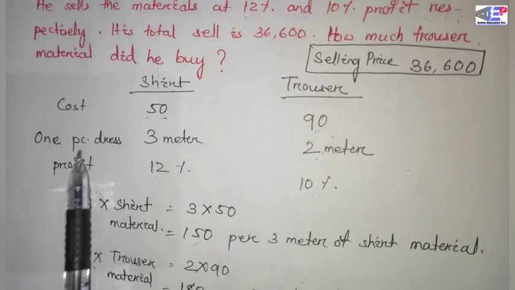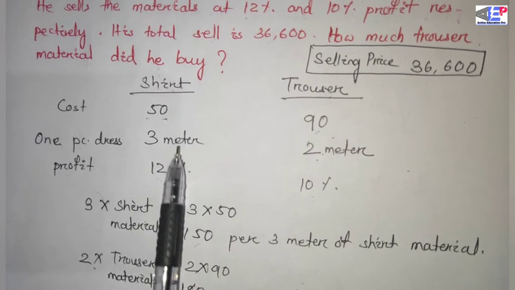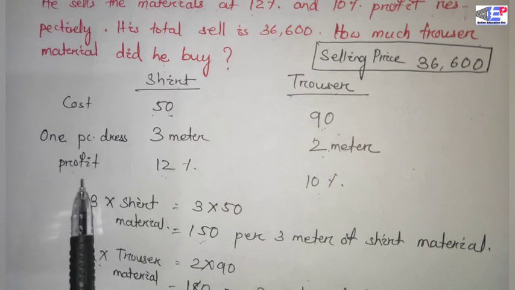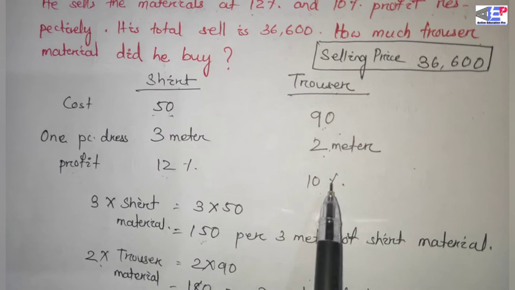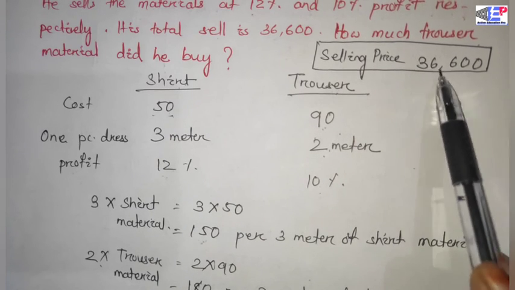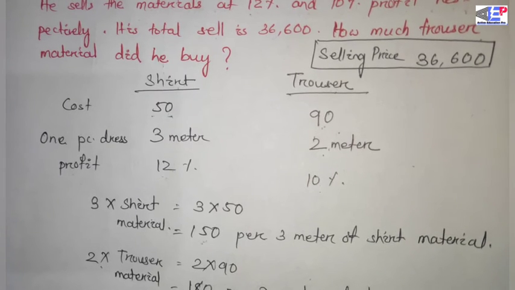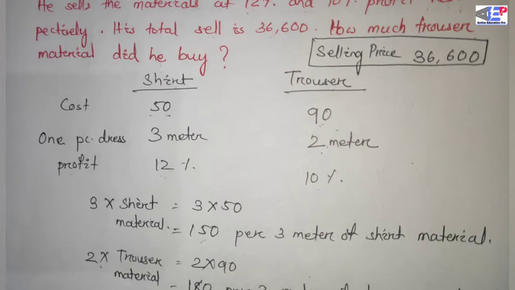And for one pair of uniform, it requires 3 meters of shirt and 2 meters of trouser. And Hassan sells at a profit of 12% on shirt material and 10% on trouser material, and the total selling price is 36,600. Here in this question, first we have to calculate the total expenditure for one pair of school uniform and the total selling price of Hassan for one pair of school uniform. One pair of school uniform is very important for this question.